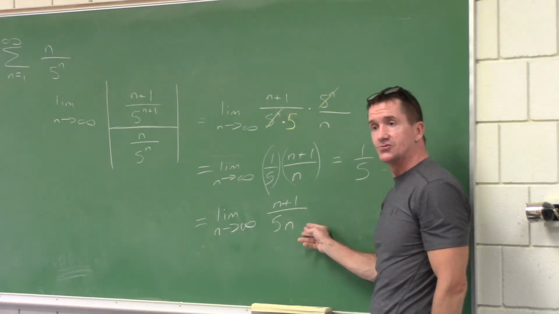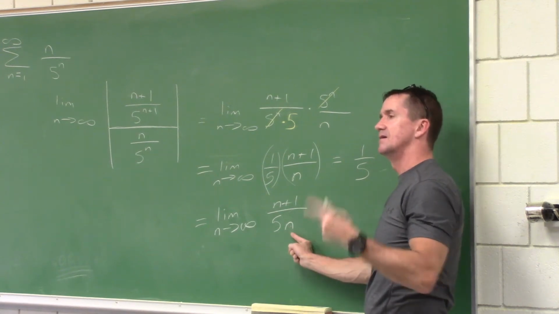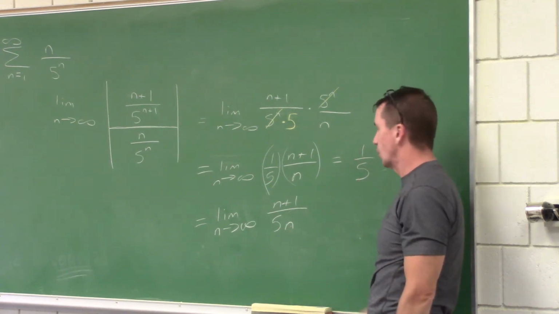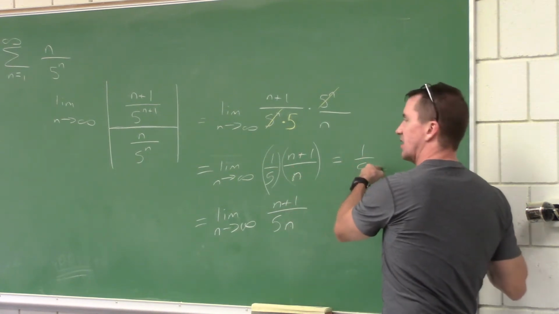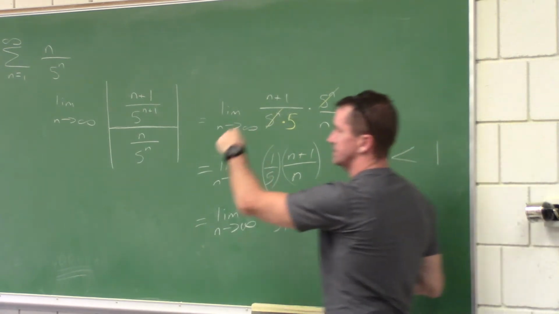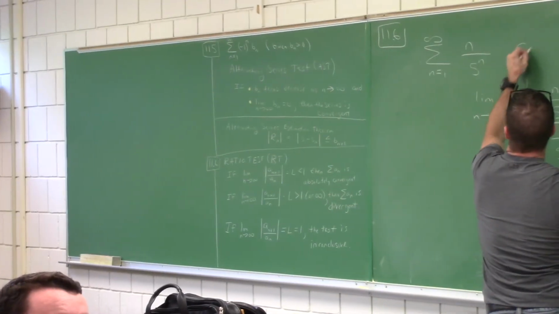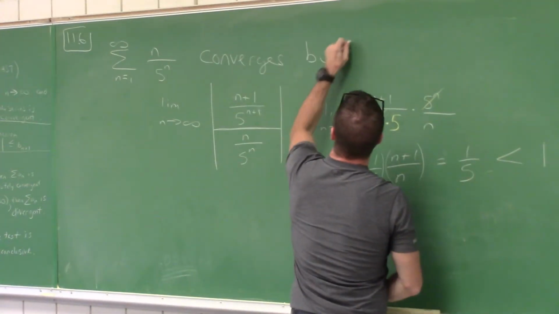Can I do L'Hopital's rule? Sure, what's the derivative of n plus 1? 1. What's the derivative of 5n? 5. So 1/5. Or you might think, oh, there's a horizontal asymptote, a rational function. Is this greater than 1 or less than 1? Final answer? This series converges by which test? The ratio test. What a cool test.